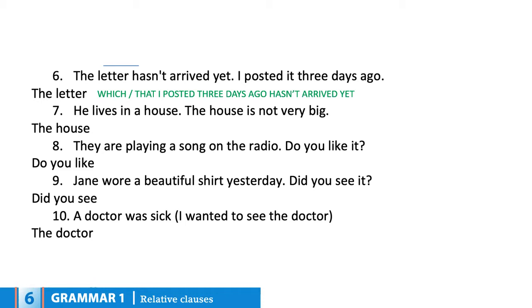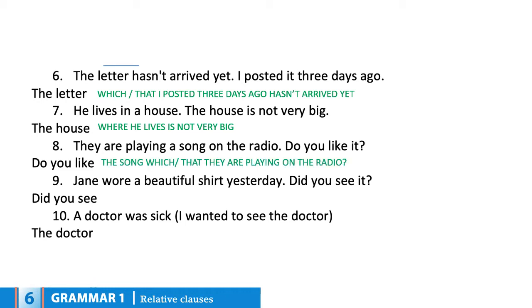He lives in a house. The house is not very big. So the house, is that a place? Yes, it is. The house where he lives is not very big. Number eight, you're playing a song on the radio. Do you like it? Do you like, what do you like? Do you like the song that we're playing on the radio?